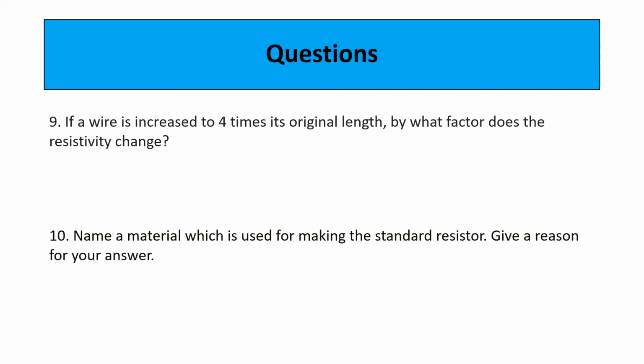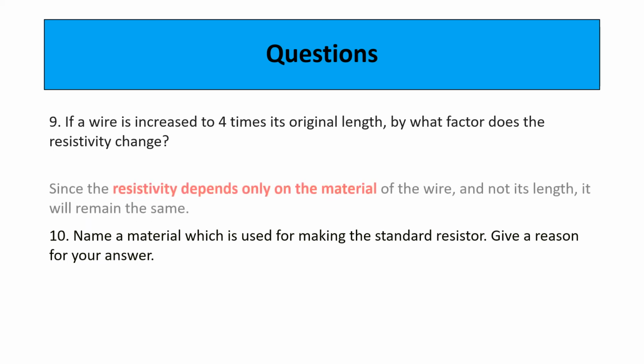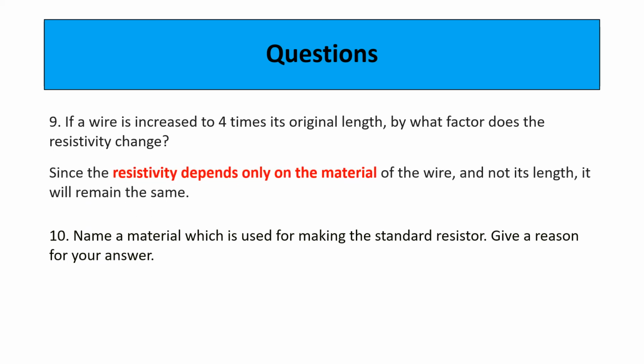Question number 9. If a wire is increased to 4 times its original length, by what factor does the resistivity change? In the question, they are asking by what factor does the resistivity change? Will the resistivity change when the wire is increased to 4 times its original length? No, we know the resistivity depends only on the nature of the material. The answer is, since the resistivity depends only on the material of the wire and not its length, it will remain the same.